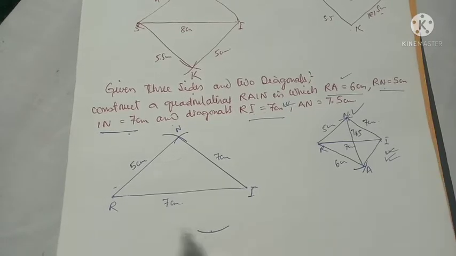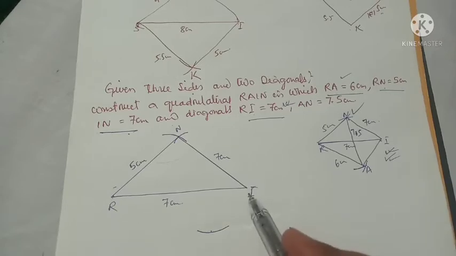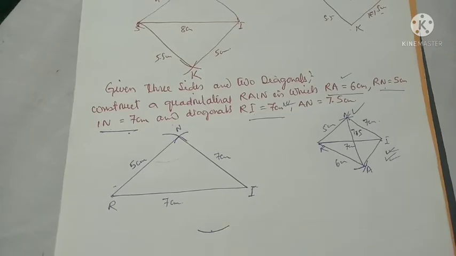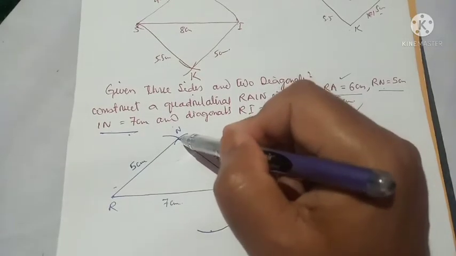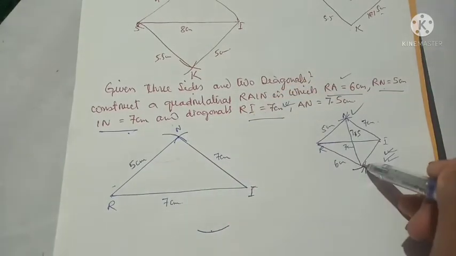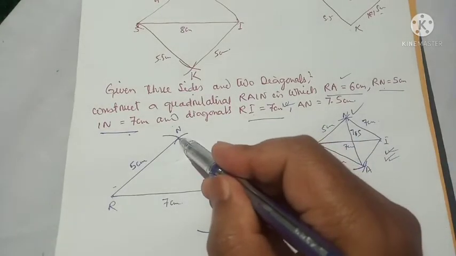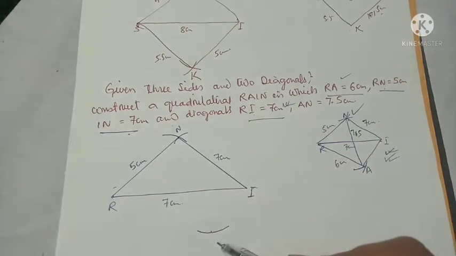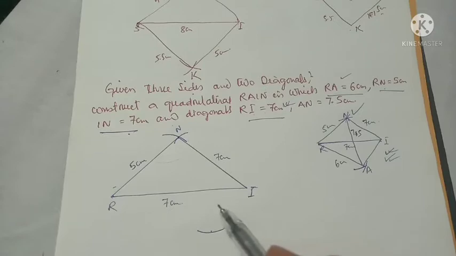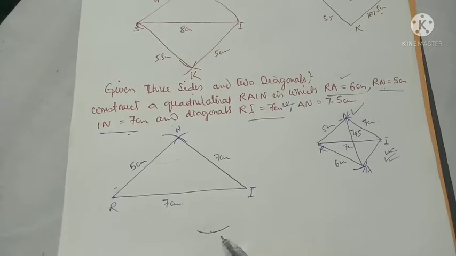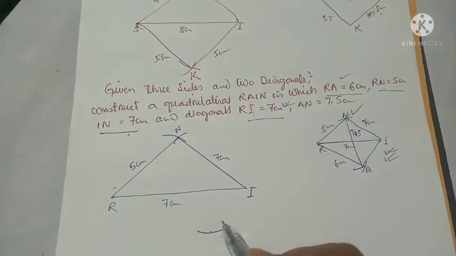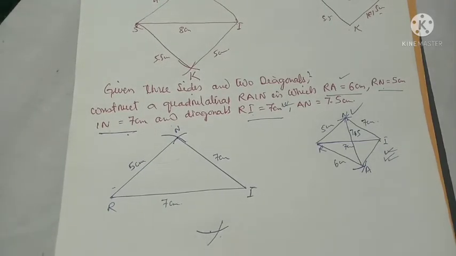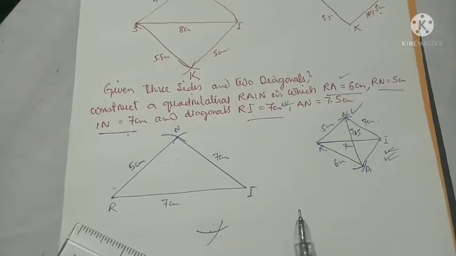The center, 6 centimeter. Okay, then with N as a center, with the radius of 7.5, we draw an arc intersecting the arc in step 4, that is at the point A. From N, we draw one arc here. Okay, then we join RA.